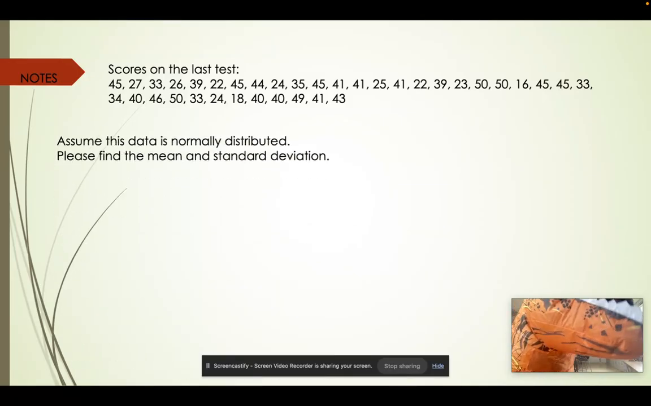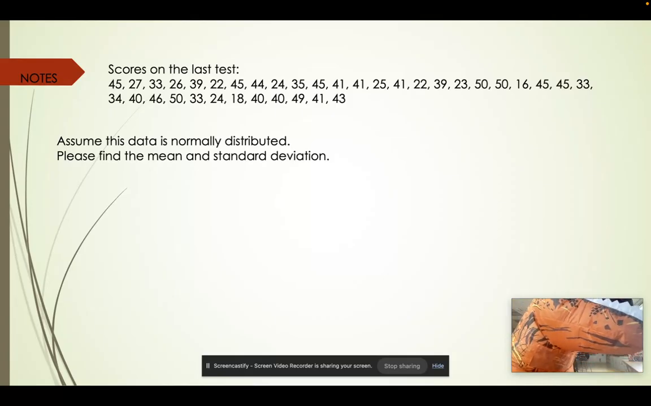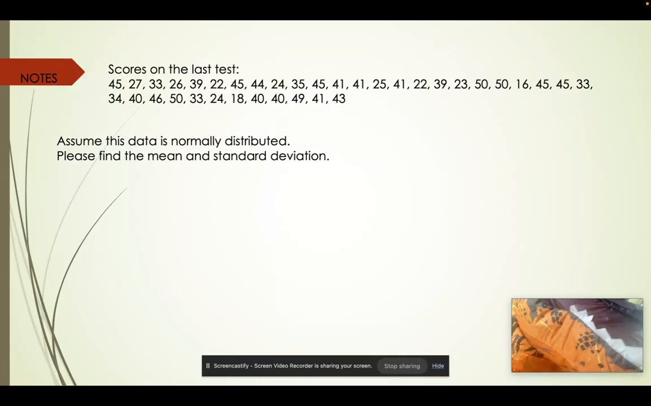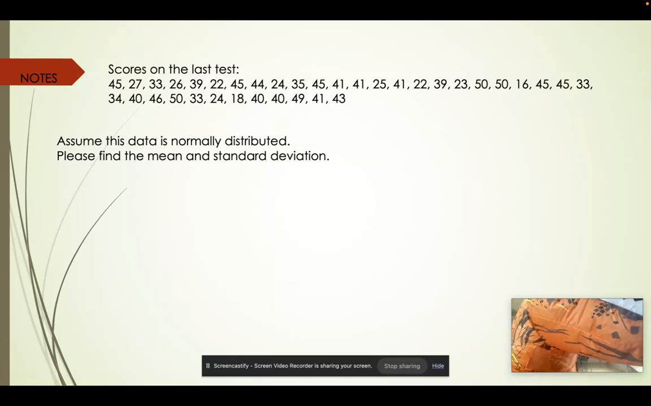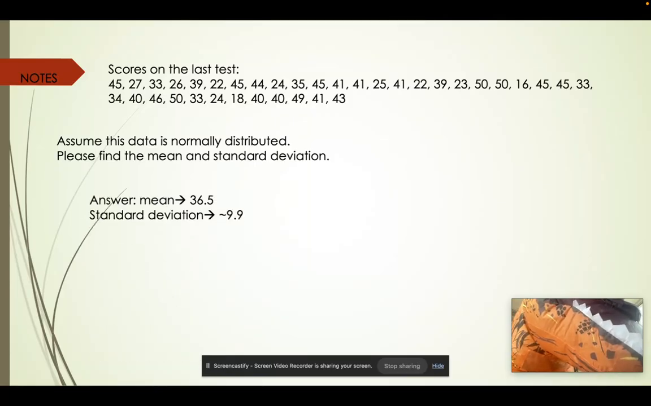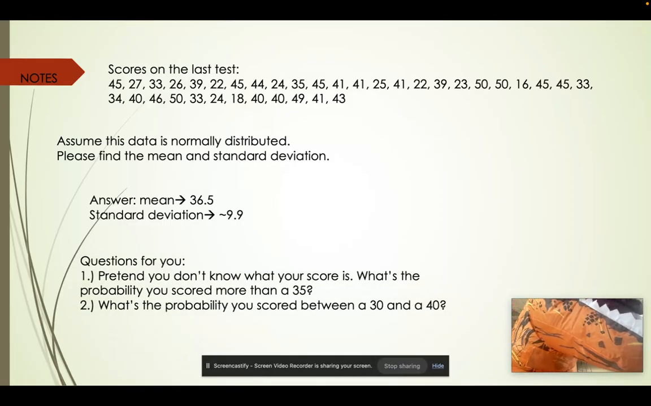Okay? So let's talk about some things that we've talked about previously. Assume that this data is normally distributed. Let's go ahead and use Desmos to find the mean and the standard deviation. Go ahead and give that a shot. Remember, you just type in MEAN in Desmos and STDEV, open a parentheses, and then put commas between each of the values in the data set, and you will quickly see that the mean is 36.5 and the standard deviation is 9.9.